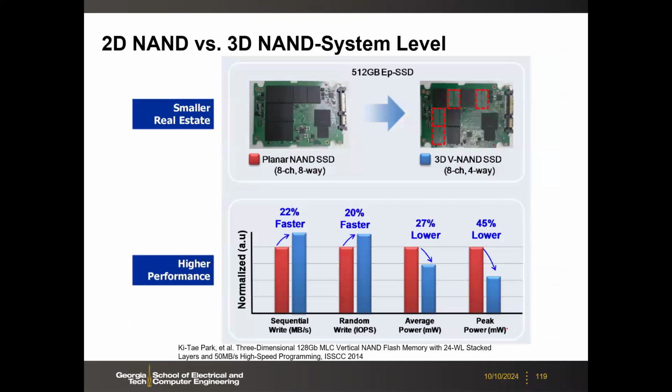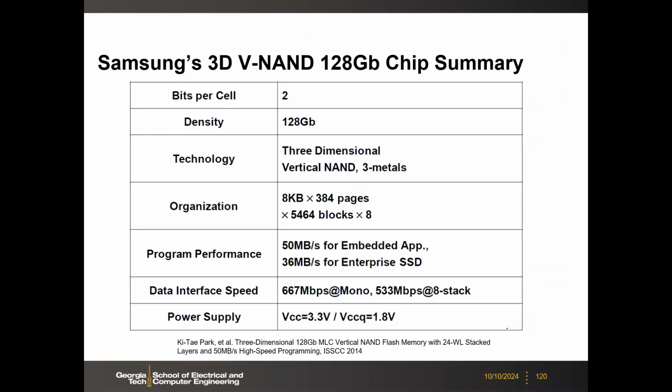So then at the system level, they also did some benchmark running the real workloads, and have those improvements. I'll skip that. Basically, some real workloads testing. So here is the summary of this first generation, and you can look at the table again in terms of the organization. Here, for example, how many pages, how many blocks, and so on.